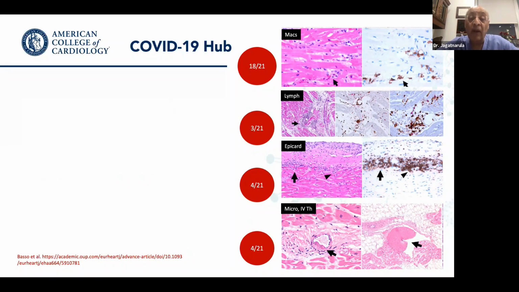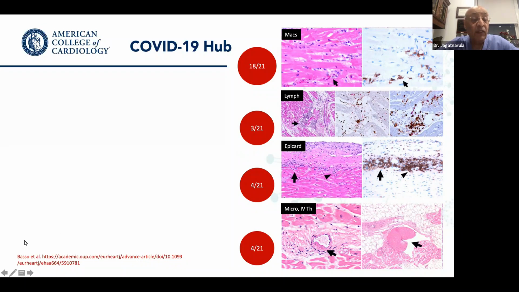Now, once the virus is in the vessels or in the circulation, we know that it reaches the gut as well as the kidney. There is no reason why we should not be seeing it in the myocardium also, which is also very rich in ACE2 receptor expression.